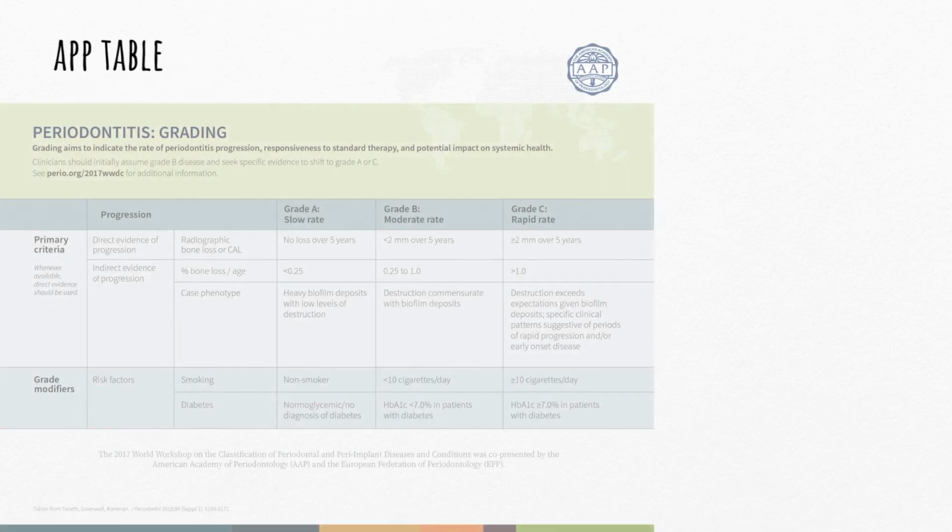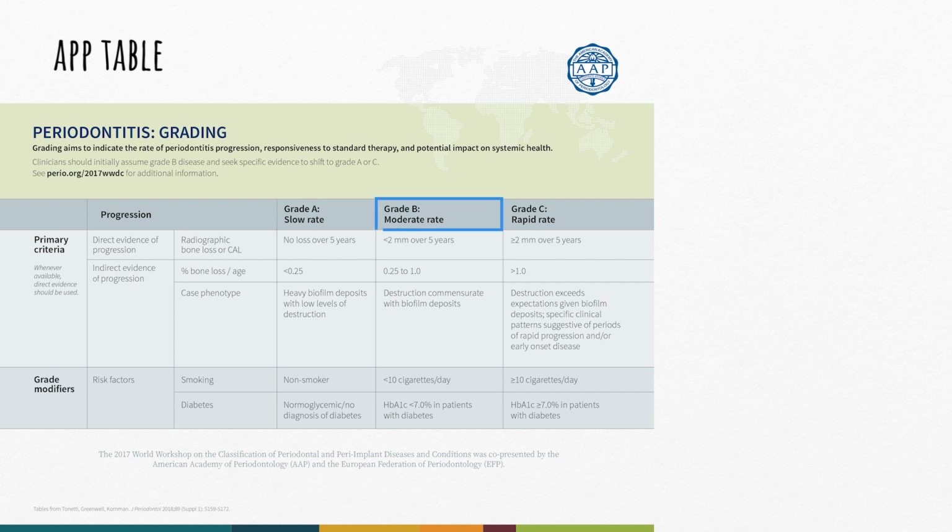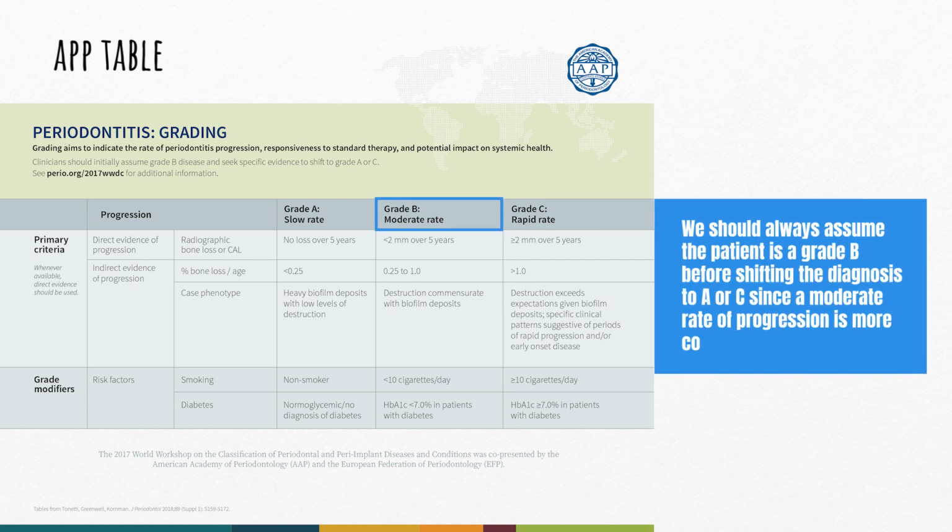Let's explain this table in detail to provide a guide to grading. First off, the rate of progression could be slow, which is grade A, moderate, which is grade B, or rapid, which is grade C. Now, before we begin, a dentist should always assume the patient is a grade B before shifting the diagnosis to A or C, since a moderate rate of progression is more common.